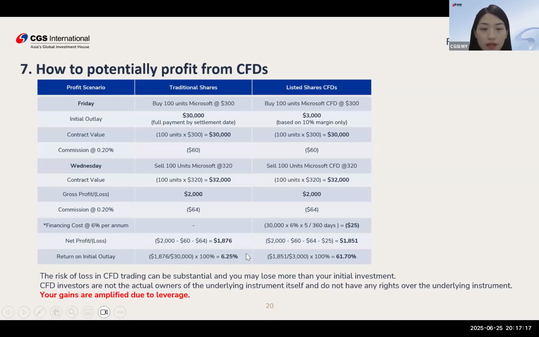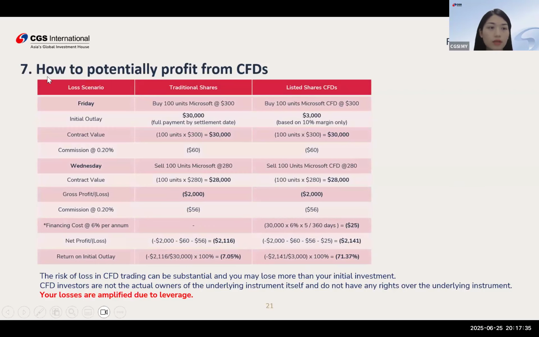But when you come to return on initial outlay, for the traditional share, you get 6.25% return. However, with the listed share CFD, you get 61.7% because the initial outlay that you put up is only 3,000. So your gains are actually amplified due to the leverage.